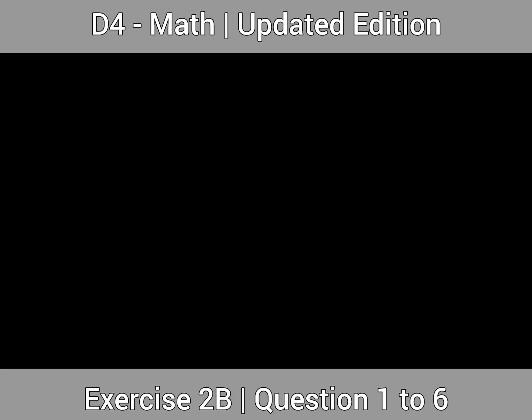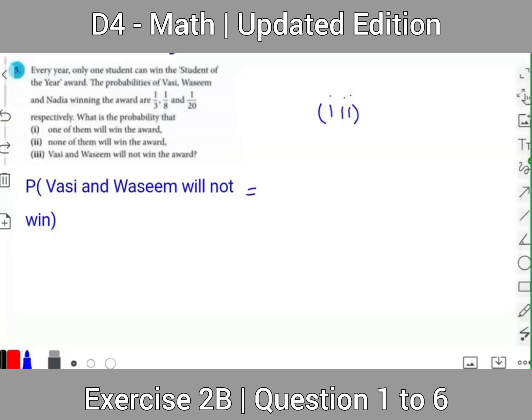Now in part 3, we have to find out the probability that Wasi and Wasim will not win the award. For this, we have to subtract the wins from 1. So for this, we will add up the given probabilities of Wasim and Wasi's winning in the question. And that was 1 over 3 plus 1 over 8.